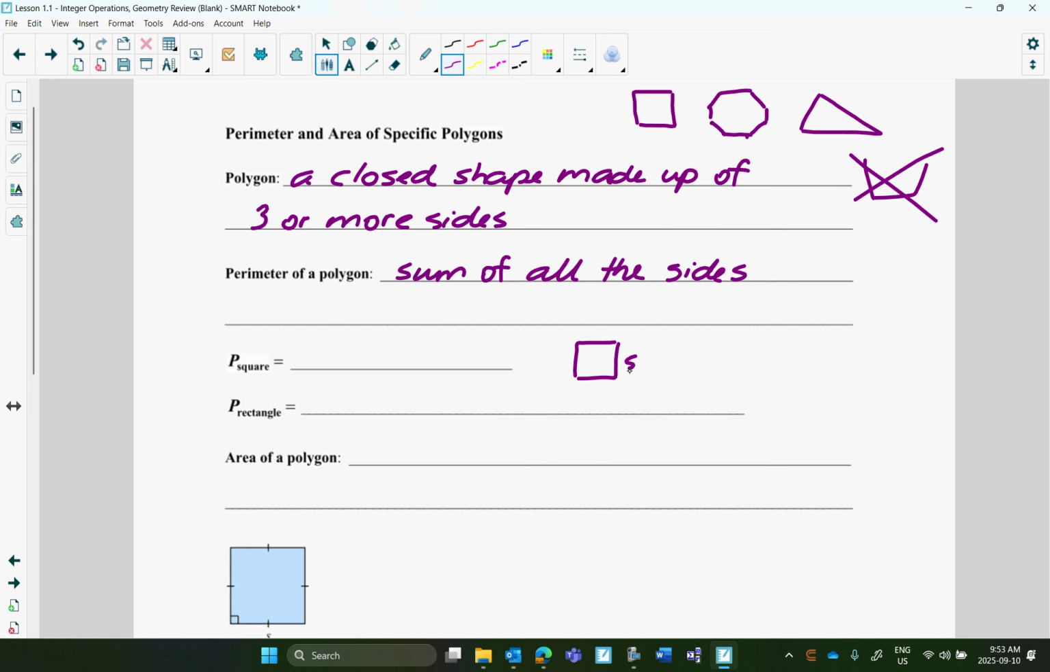S plus S plus S plus S. But, and this is something we're going to do when we talk about algebra, the quickest way to do it would be 4 times S. Take one of the sides times 4, because there's 4 of them.